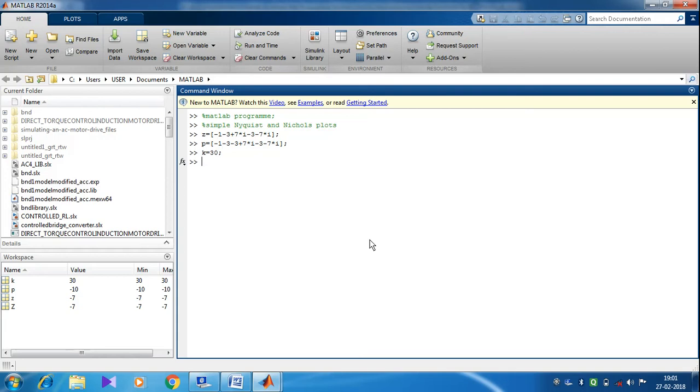Now numerator and denominator is equal to zp2tf of z, p, and k.